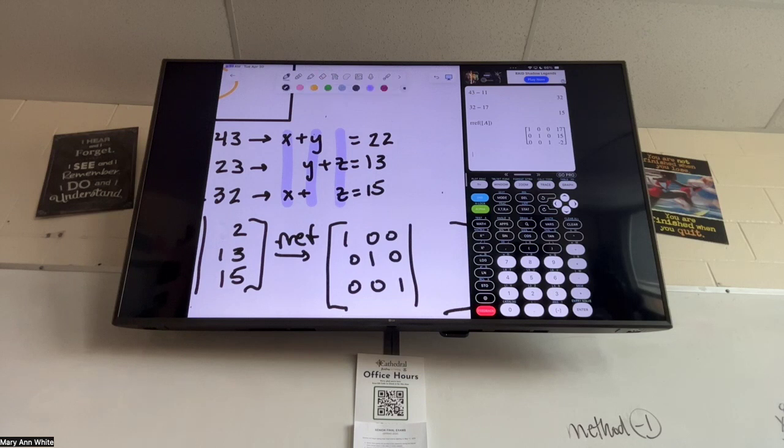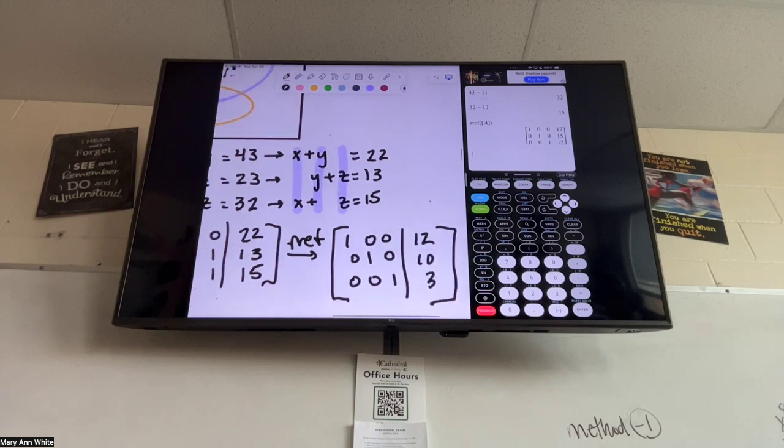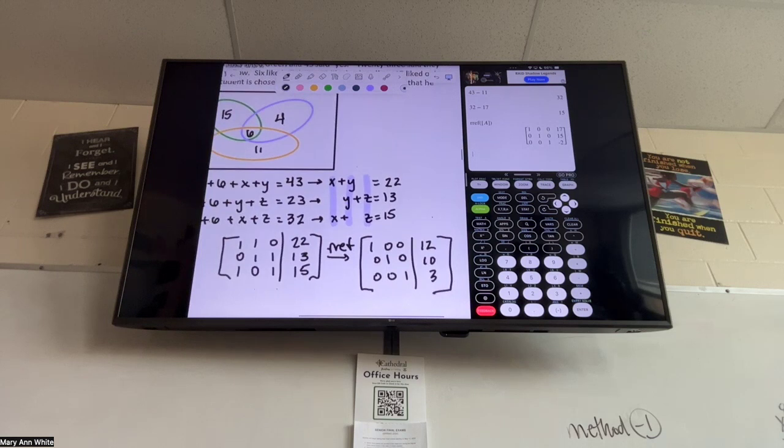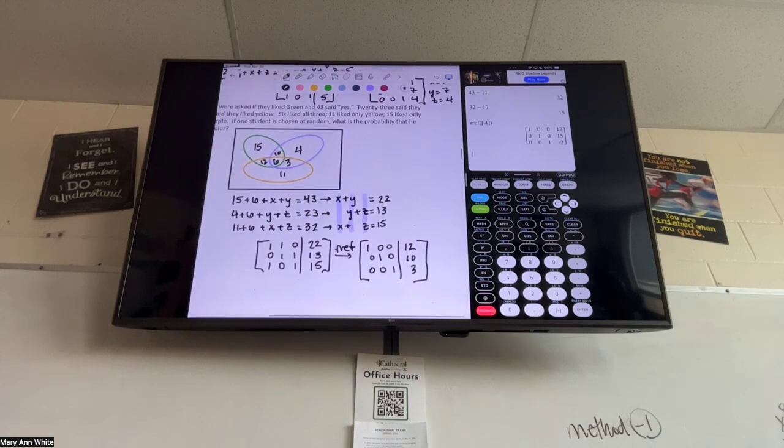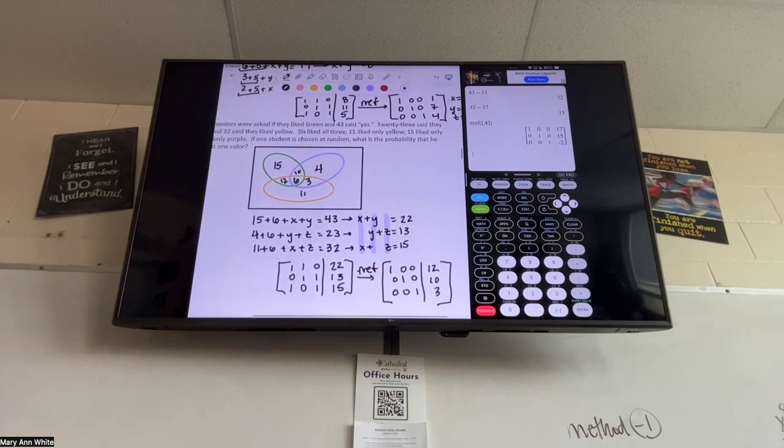This is the number I should have gotten. I'm just not gonna go back and plug it in. 12 and 10 and 3. Is that what you guys got for X, Y, and Z? Oh, and 10 and 3.